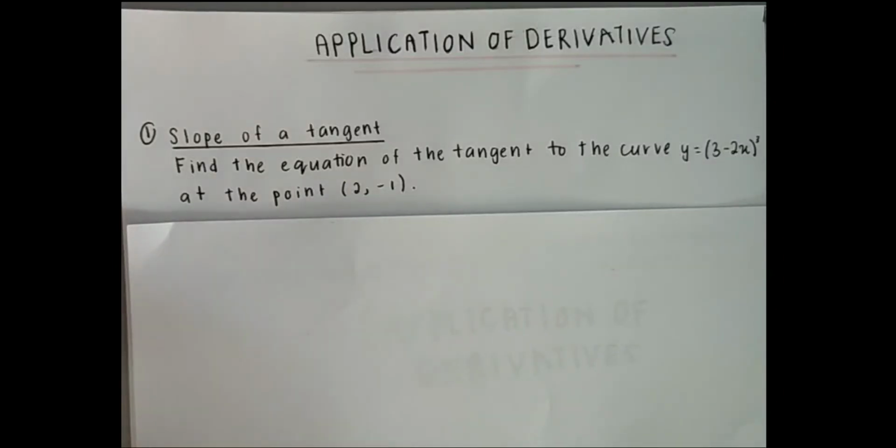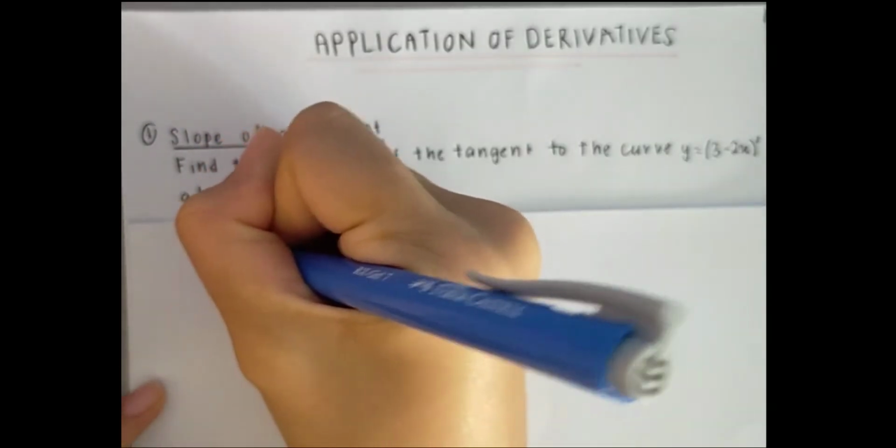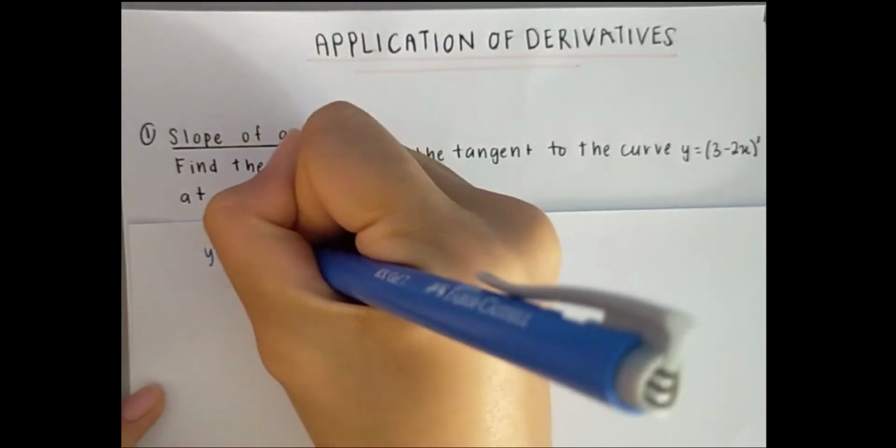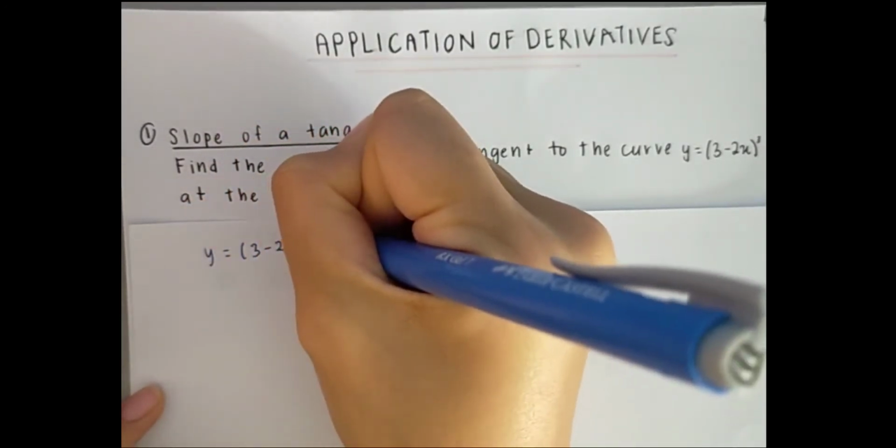Hi everyone, so today we're going to learn about the application of derivative. First, we can use the derivative to find the slope of a tangent. For example, find the equation of the tangent to the curve y equals 3 minus 2x cubed at the point (2, -1). So first, we write the equation of the curve, which is y equals (3 minus 2x) cubed.